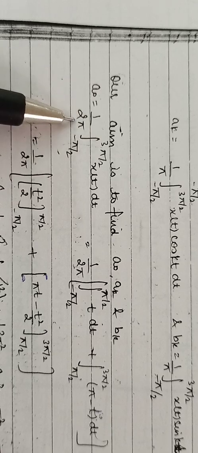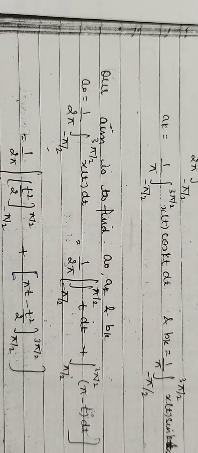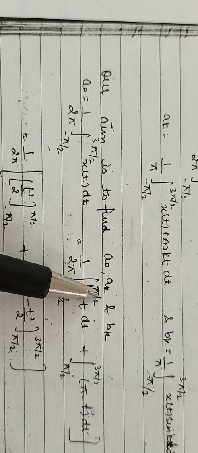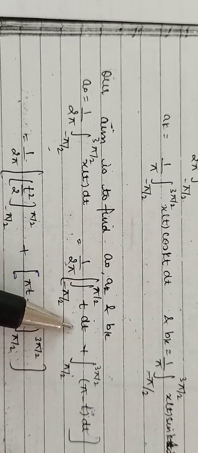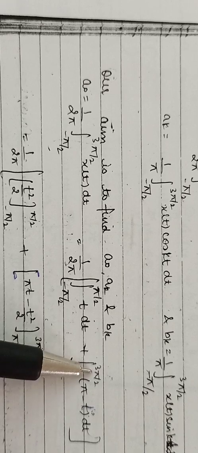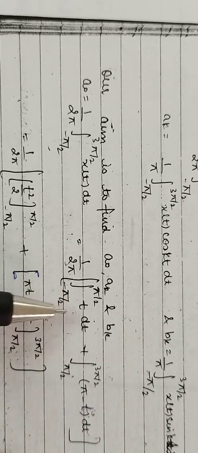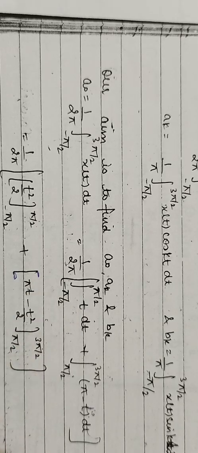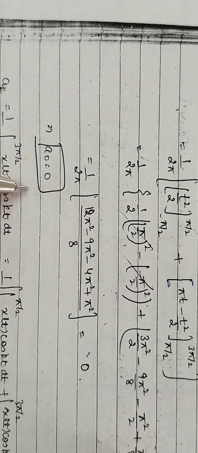Now by definition, a naught is 1 upon 2 pi times the integral. Here the interval is minus pi by 2 to 3 pi by 2, which can be split into two parts. First will be minus pi by 2 to pi by 2. On this interval, the value of function x is t, and from pi by 2 to 3 pi by 2, the value of the function is pi minus t. Now integrating these two terms and simplifying, you can see that the value of a naught will be 0.